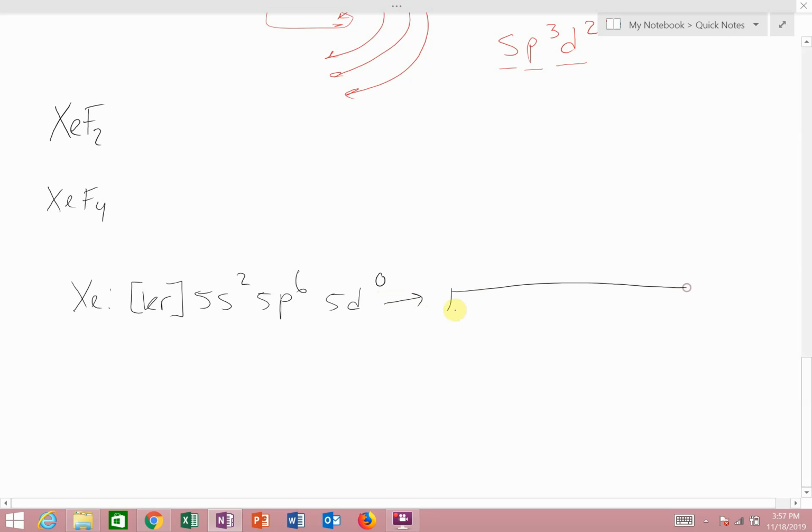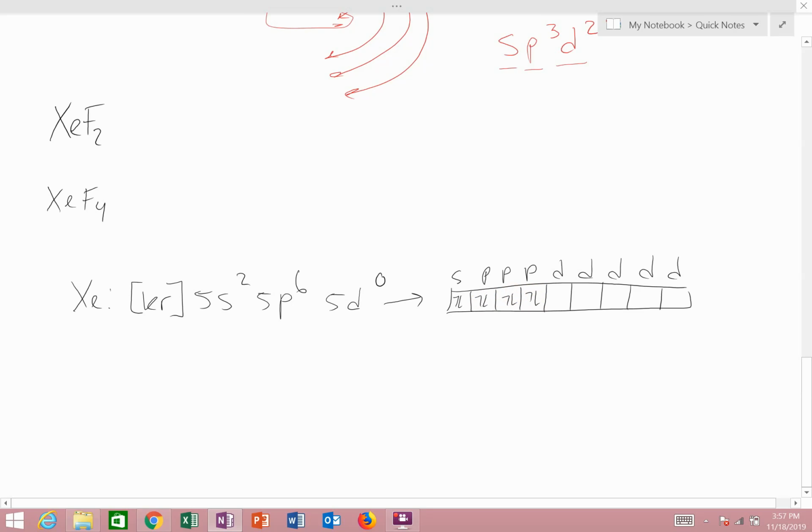There's going to be 9 different boxes now. 1, 2, 3, 4, 5, 6, 7, 8, 9. And here's S. We have the 3 P's and the 5 D's. So originally we have 2 electrons in the S, we fill in our P's this way with the 6 electrons, and we have nothing in the D's.